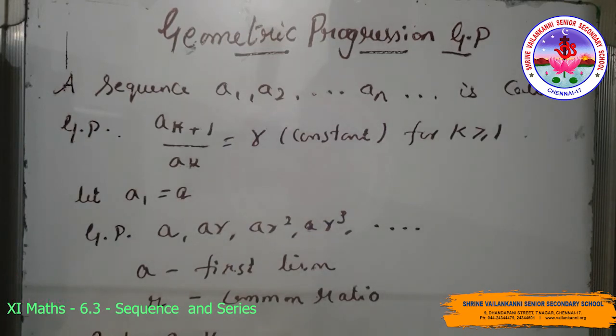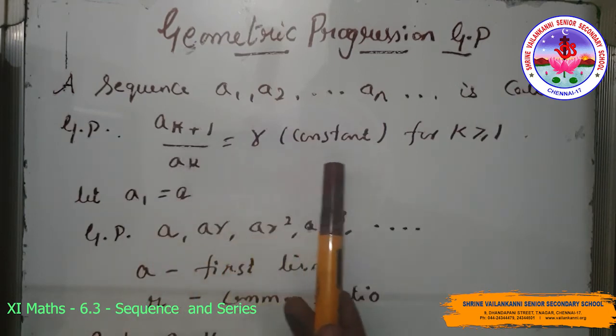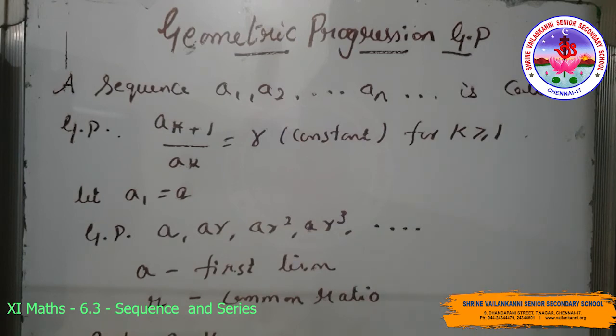A sequence A1, A2, A3, etc., AN, etc., is called a geometric progression if each term is non-zero, and A(K+1) by AK is equal to R, a constant, for K greater than or equal to 1. By letting A1 equal to A, we obtain a geometric progression A, AR, AR square, AR cube, etc., where A is called the first term and R is the common ratio of the GP.